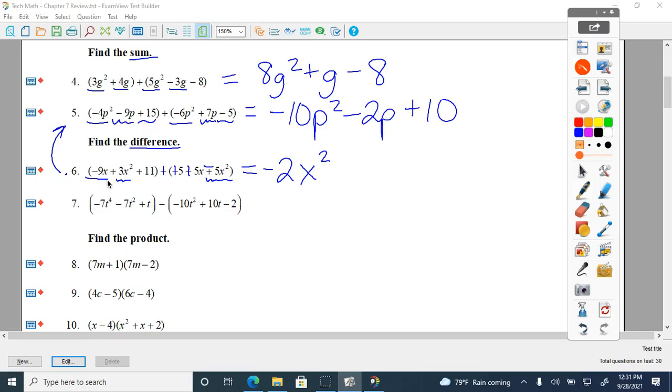We got negative 9x and positive 5x. Make negative 4x. And then we have positive 11 and positive 5 make positive 16.